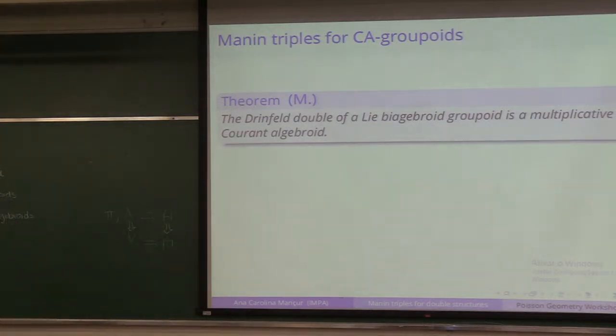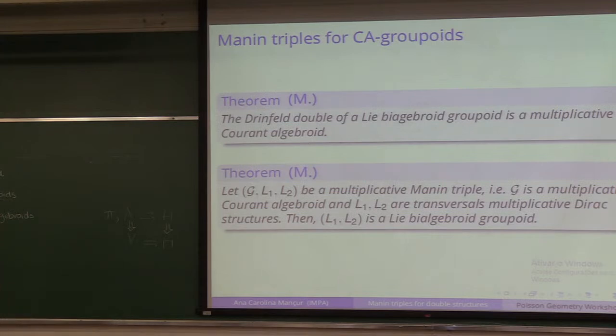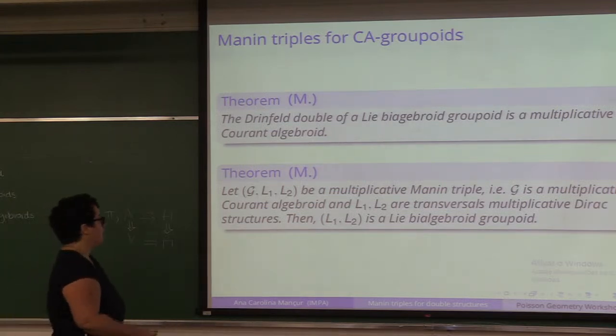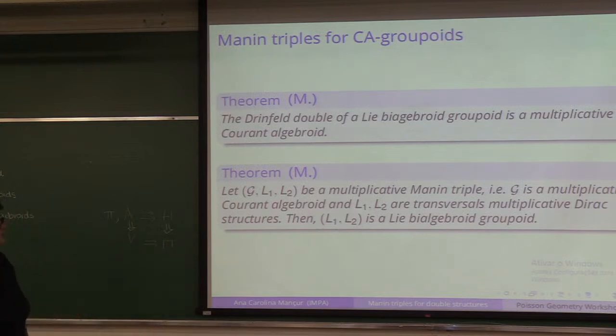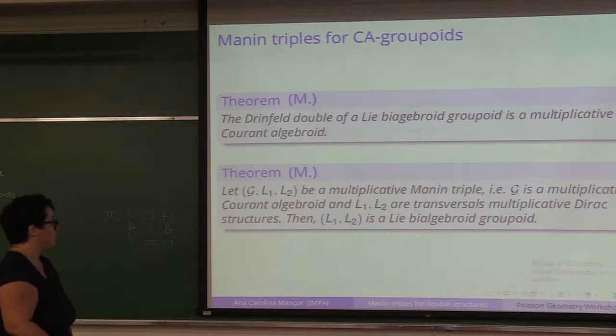And we have a kind of reciprocal of this theorem that says that when we have a multiplicative Manin triple, G is a multiplicative Courant algebroid, or equivalently a CA groupoid, and L1 and L2 are transversal multiplicative Dirac structures. So they are transversals. G is the double of this thing, and multiplicative Dirac means that this is Dirac and is also a subgroupoid. So if you have this thing here, we prove that L1 and L2 form a Lie bialgebroid.